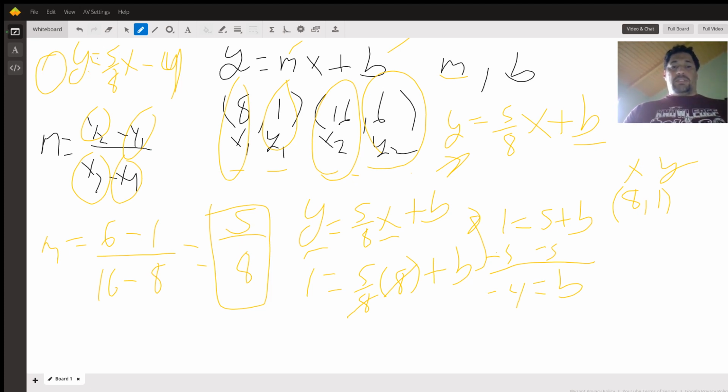Then you can test it out. Let's make sure of this. Let's take the 8 and get our final result. 8 times 5/8 is 5. 5 minus 4 is 1. So y equals 1. So this is our equation.